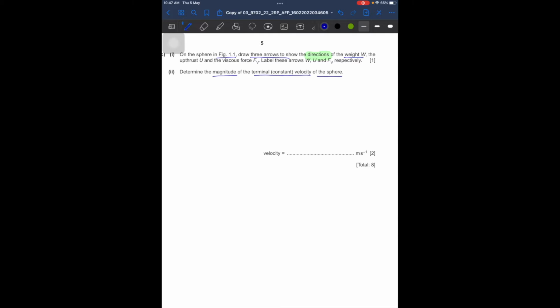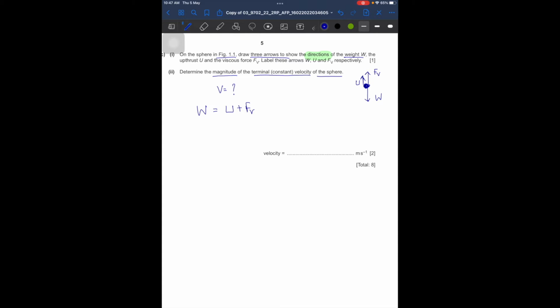Then it's asking, determine the magnitude of the terminal velocity of the sphere. So now we want to find the value for V. First you need to remember the equilibrium it will reach when it starts moving with the terminal velocity. I'm just going to draw the free body diagram here. You have the weight acting downwards, FV acting upwards, and our upthrust also acting upwards. When it reaches the terminal velocity, the weight should be equal to the upthrust plus the drag force.